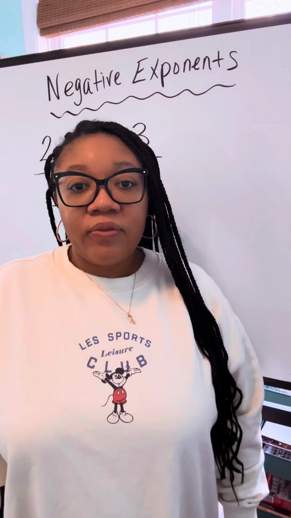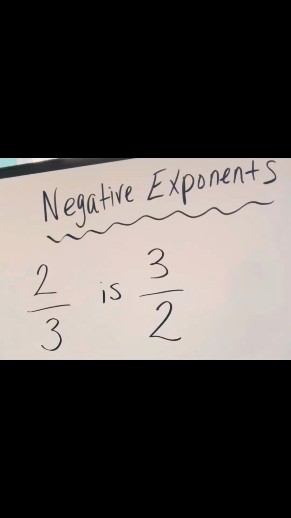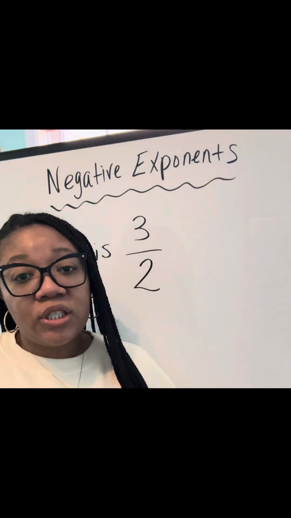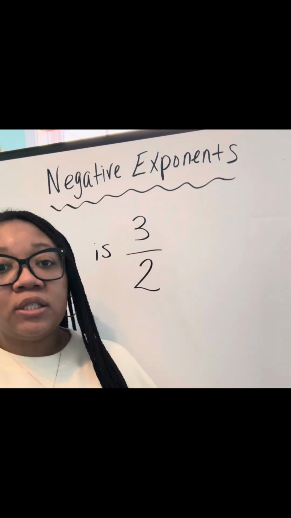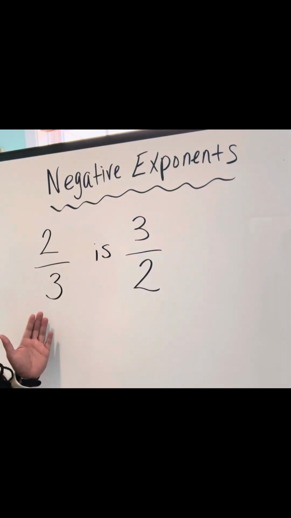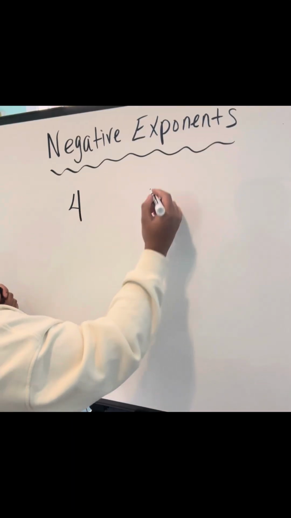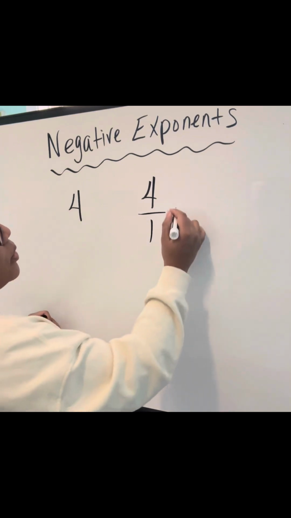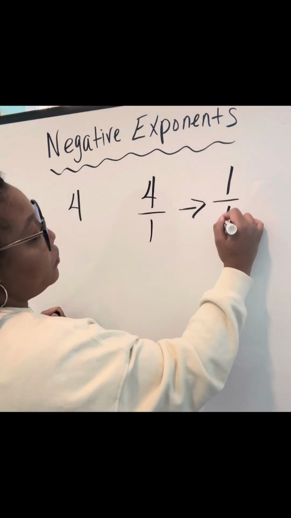Let's talk about negative exponents. A positive exponent indicates repeated multiplication of the base number. However, a negative exponent indicates repeated multiplication of the reciprocal of the base. Reciprocal is just, remember, when we take a fraction and flip it. So in this case, 2 over 3 is simply 3 over 2. Any whole number is simply written as a fraction, like 4 over 1. If I do the reciprocal of that number, it's going to be 1 over 4.